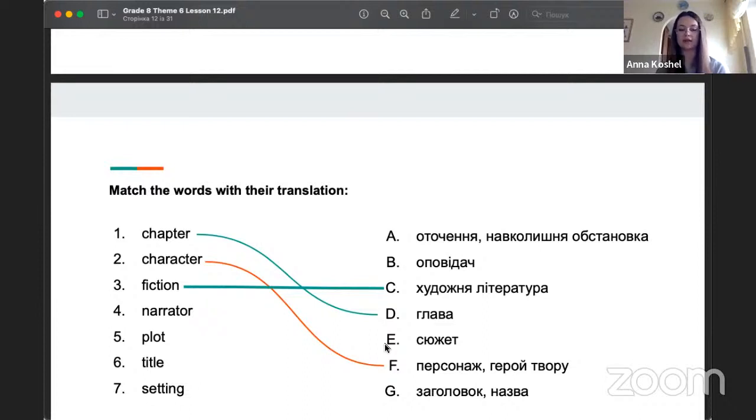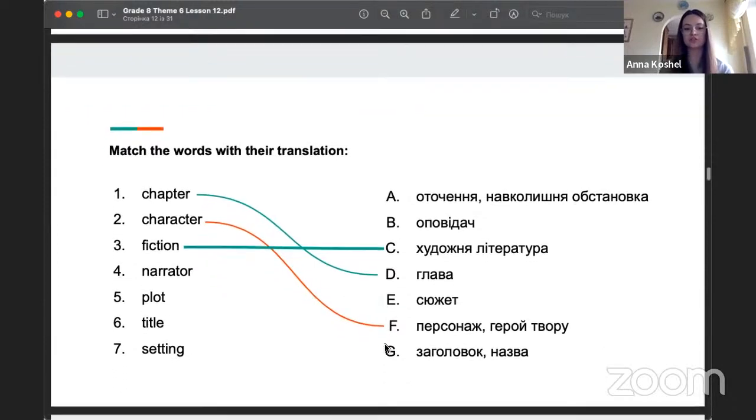Okay, number 4, narrator. Who is a narrator? Again, this is a hint for you. Yeah, that's a person, but it can be either a person in the book or, well, the person who is reading the book or the person who tells a story. Так, людина, яка розказує історію. You may know the word storyteller. Yeah, we had this word in one of the previous lessons.